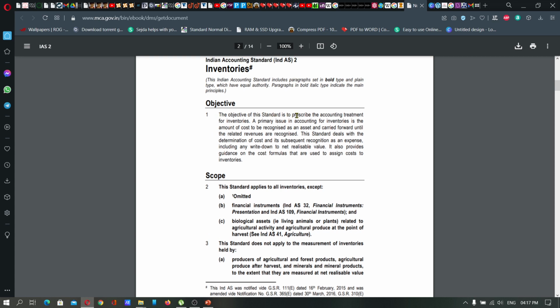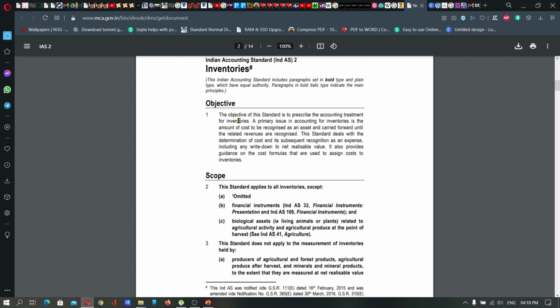The objective of this standard is to prescribe the accounting treatment for inventories, that is, how the inventories can be treated. There are certain peculiar accounting practices that have to be followed for identifying the value of inventories and how they have to be presented in the financial statement. The primary issue in accounting for inventory is the amount of cost to be recognized as an asset and carried forward until the related revenues are recognized. This standard deals with how the value of the inventory can be identified. It deals with determination of cost and its subsequent recognition as an expense, including any write-down to net realizable value. It also provides guidance on the cost formulas that are used to assign cost to inventories.